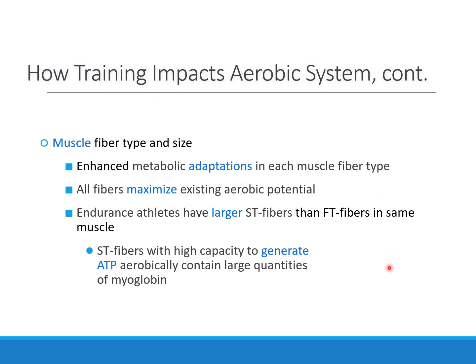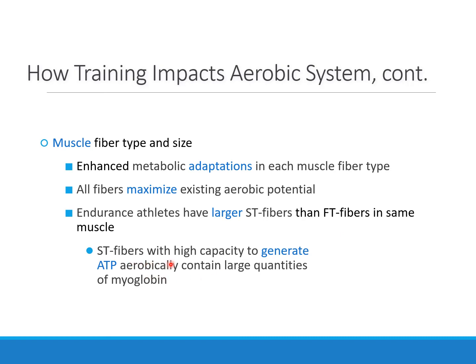What you'll typically see, and this goes back to that exercise specificity principle, is that endurance athletes will have larger slow twitch fibers than fast twitch fibers in the same muscle. And it makes sense because the slow twitch fibers are aerobic fibers, the fibers that we need to do more long-term activity, and those fibers are going to fatigue a lot slower than the fast twitch fibers.